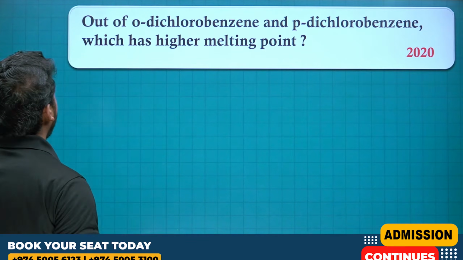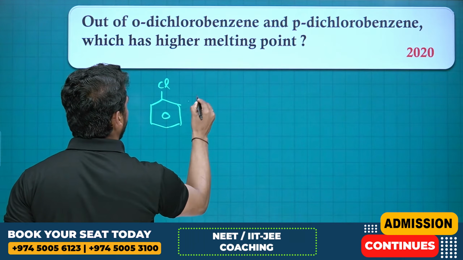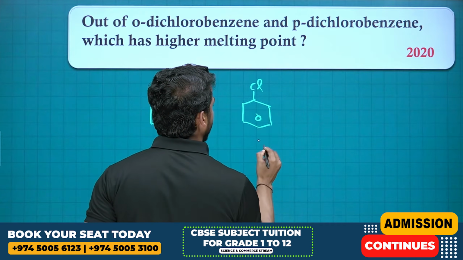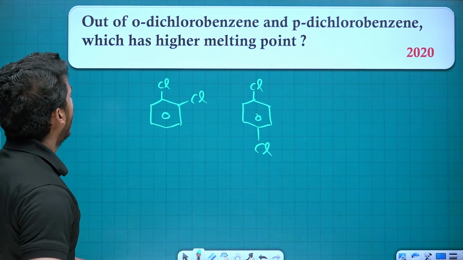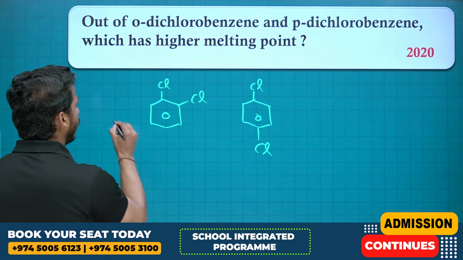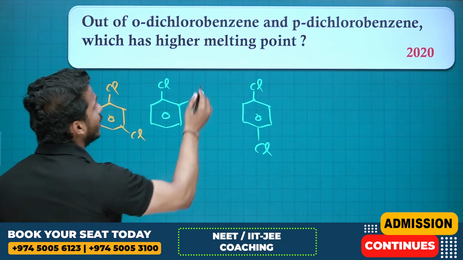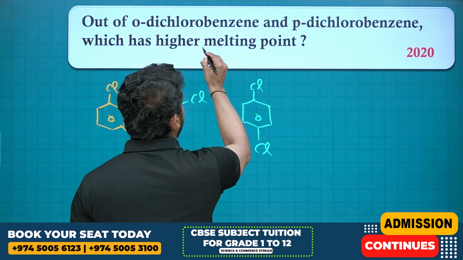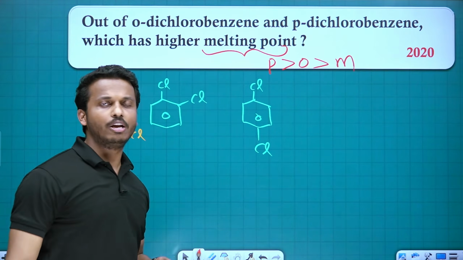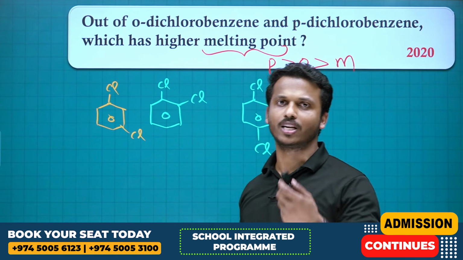Anyway, next one. Out of orthodichlorobenzene and paradichlorobenzene, which has the higher melting point? Let me take one more compound which is missing here, metadichlorobenzene. We studied the order of melting point of these compounds: that's POM, POM. If they ask you the melting point order of ortho, meta, para dichlorobenzene, the order is POM.